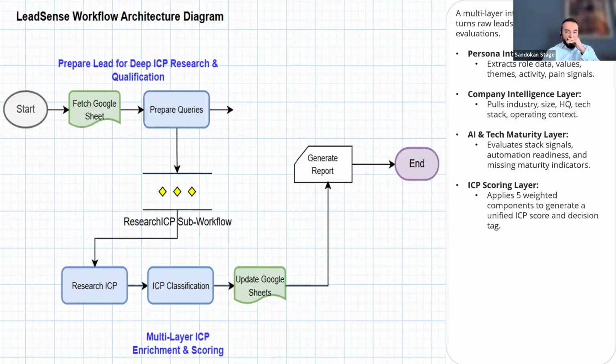Okay. So let me make this real for you guys with actual numbers, right? Like this morning, for example, I ran 13 leads through the system. The processing time was less than about 10 minutes. It only cost me $2.41, right?